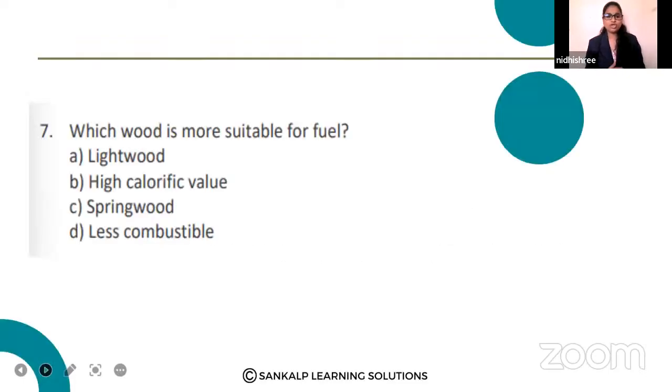Seventh question, which wood is more suitable for fuel? Light wood, high calorific wood, spring wood, less combustible wood.